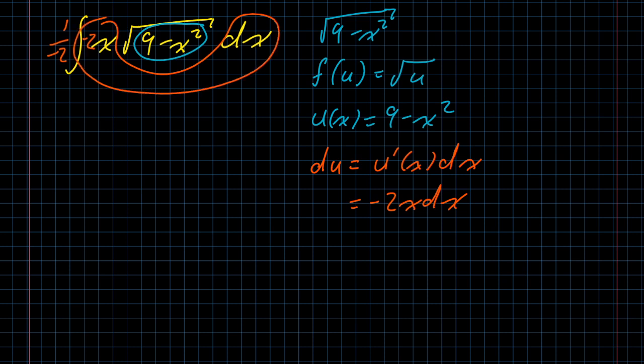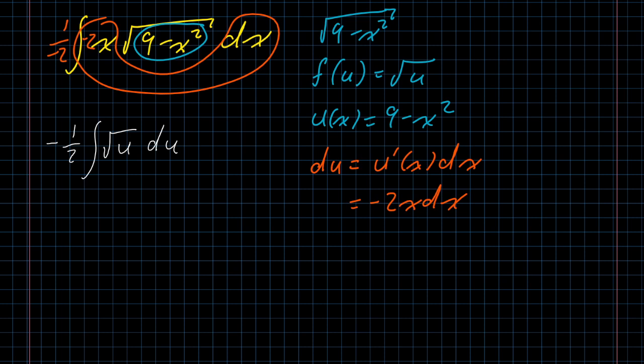Now I've got a negative 2 inside the integral, and since 2 is a constant, the negative 1/2 can come outside of the integral, and nothing has changed, but I've made this work in a way that is going to be in my favor. So I've got a negative 1/2, and I've got the integral of the square root of u du.